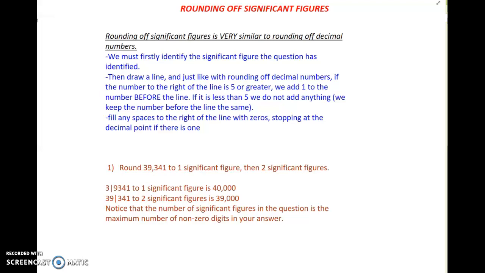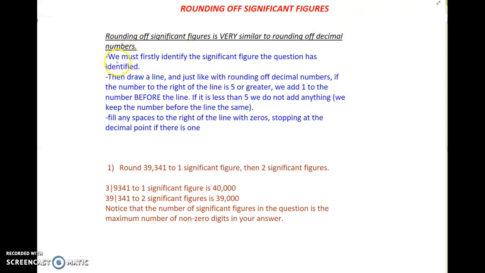Hi everyone, so today we'll be looking at rounding off significant figures. In our last video we learned how to identify significant figures. Now we're going to learn about rounding them off, and something you should know right away is that rounding off significant figures is very similar to rounding off decimal numbers. The main thing is you need to know how to identify your significant figures, so if you need to refresh on that, look at the other video. All right, so let's go in.